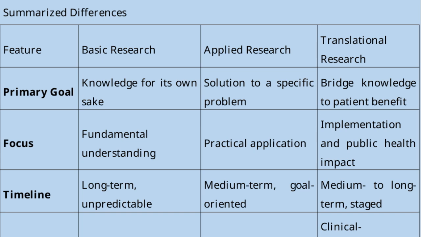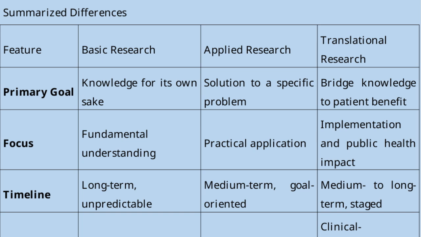Looking at the timeline, basic research is often long-term and unpredictable, as discoveries can take years to develop. Applied research tends to be medium-term and goal-oriented, moving steadily toward specific outcomes. Translational research spans medium to long-term stages, often involving phased steps to ensure effective implementation and impact.